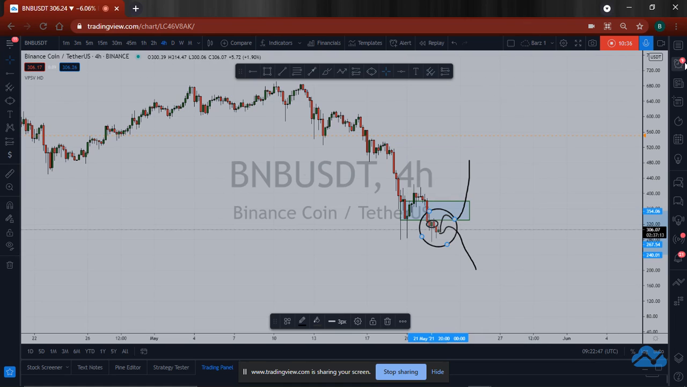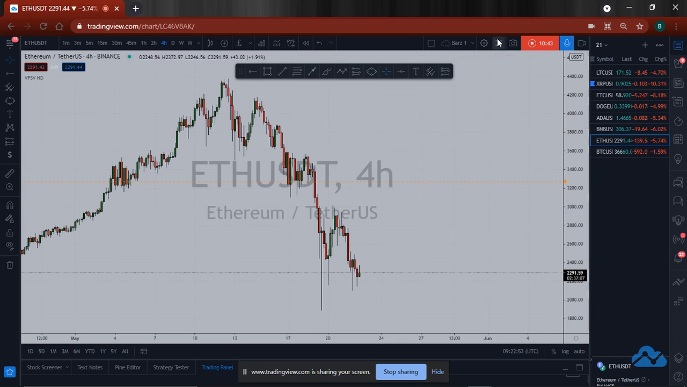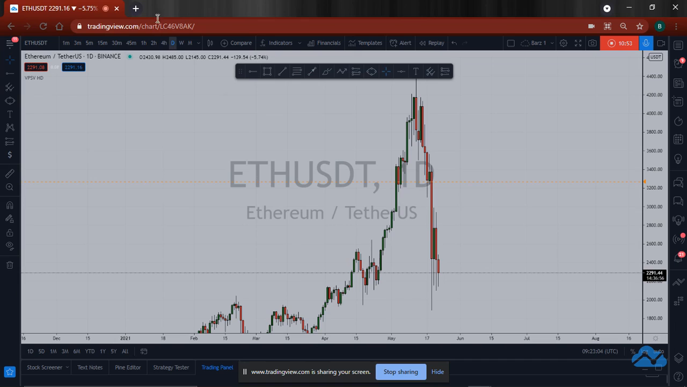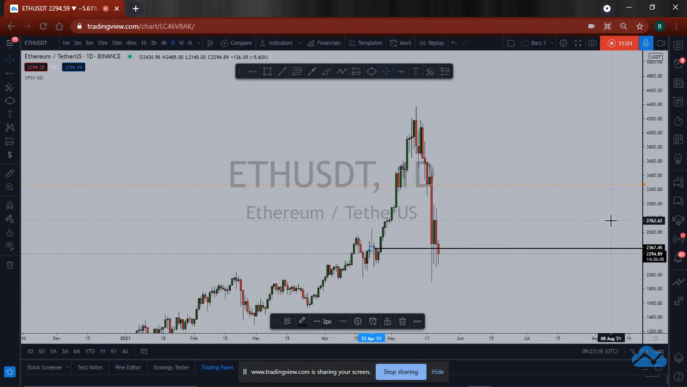So let's go over to the next pair that we have on our watch list, which is Ethereum. So currently, what price action do we have? Let's clear this. So going over to our daily time frame, right? We have this level of demand, right? So price is currently testing this level of demand.